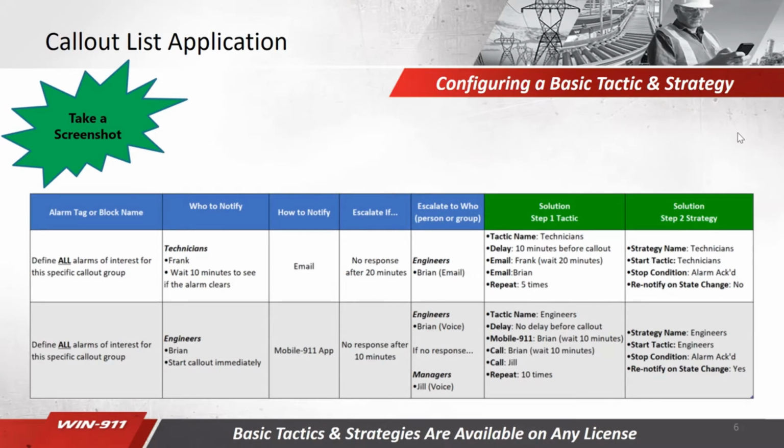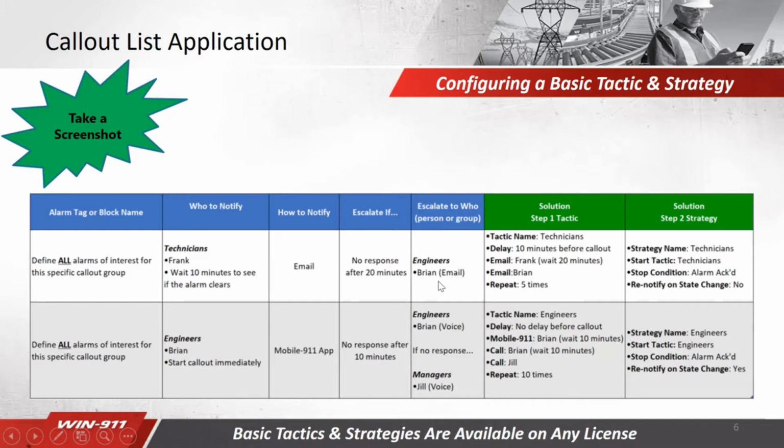Using those questions I previously asked, let's take a look at a configuration I'll be using for the rest of this video. The first item we define, we said the tags or blocks we'd like to notify on. Next, we define a notification path. So our technician, his name is Frank, and we'll wait 10 minutes to see if the alarm clears before we start this call-out list to Frank. How do we choose to notify Frank? We're going to use email. If he doesn't respond or acknowledge this alarm after 20 minutes, then we will escalate this over to our engineer, Brian, and we'll use an email as well.